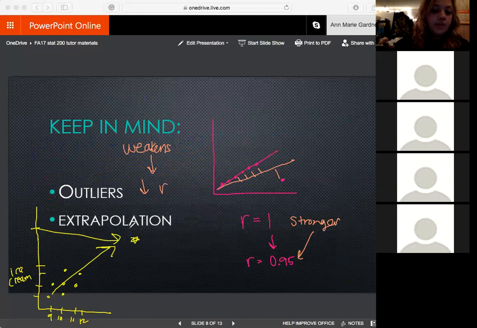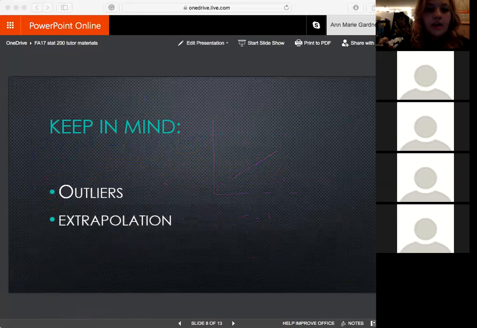So that would be extrapolation, assuming that values outside of your data set, which would be right here, are going to follow that same trend. We can't assume that. So that's what extrapolation is. Basically, you want to make sure that you're only making inferences about the data set that you have and not about those outside of the data set.